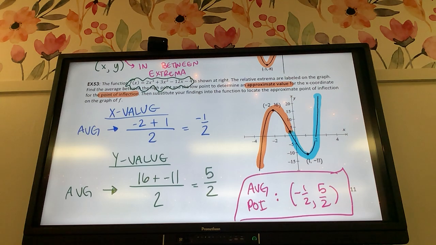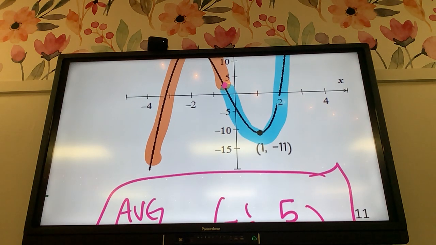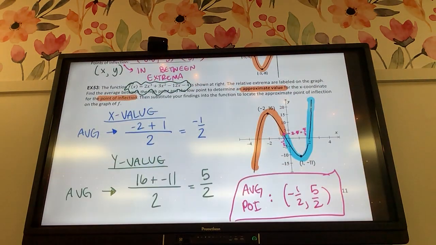So just to show you that the max and the mins are not your points of inflection, but your point of inflection will be somewhere halfway in between-ish. And if you look at your graph, it does kind of make sense. Like this point right here does kind of look like it's at negative 1/2 and at 2.5, which is 5/2. So you can kind of tell that that is about where your point of inflection is.